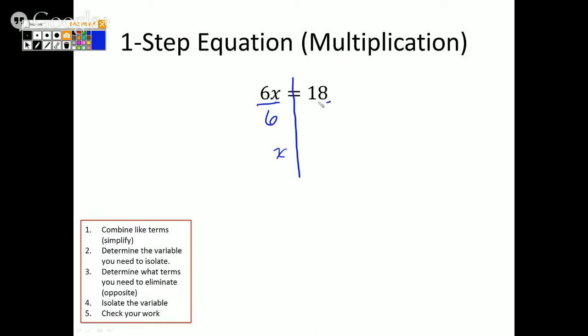And then I have to do the same thing to the other side. 18 divided by 6. I divided by 6 on each side. So 18 divided by 6 is 3.